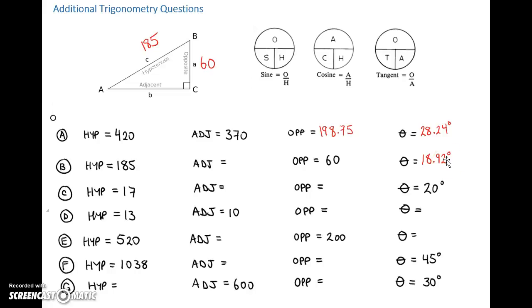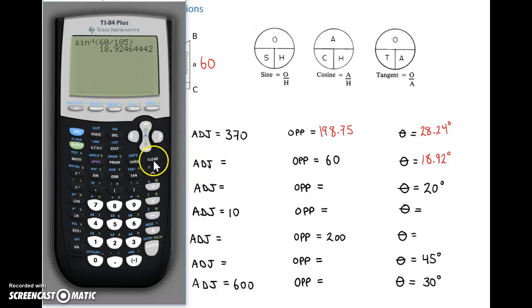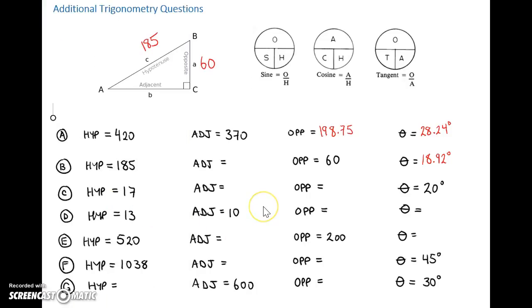Okay, now we're looking for the adjacent. We have the larger area minus the smaller area, which will provide us with the adjacent. So we'll do the square root of 185 squared minus the 60 squared. Close the brackets there. Equals 175. Dead on. Excellent.